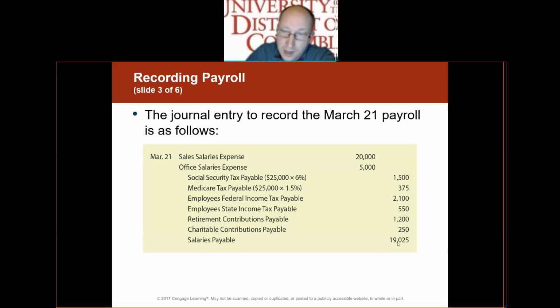That's the net amount, $19,025. Now I can see you asking, Dr. B, how did you get $19,025? Well, we got to $19,025 by taking $25,000 minus this one, this one, this one, this one, this one, all of your payables, right? To get to $19,025. And remember, the salaries payable, $19,025, that's your net payable. That's what you actually pay to your employees.